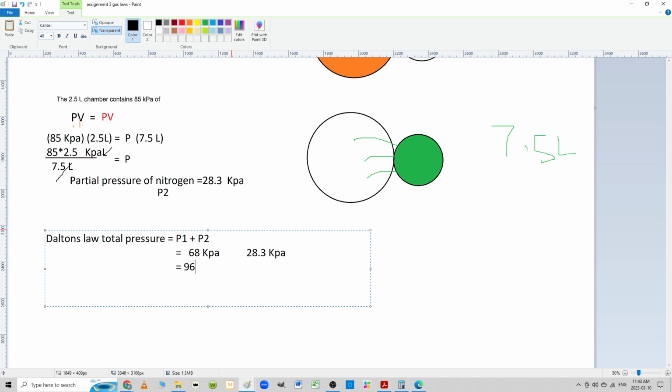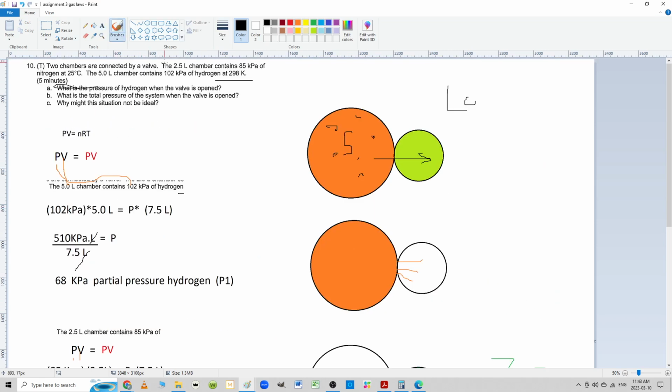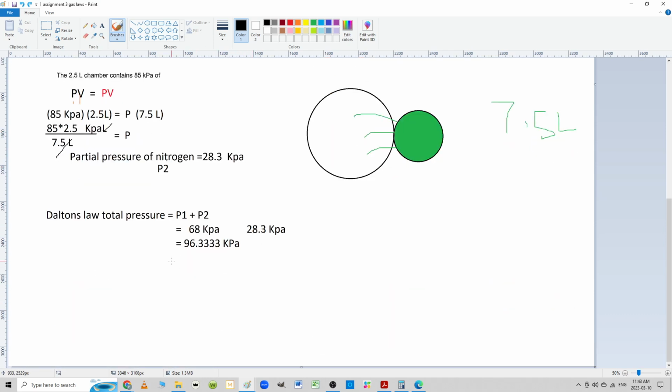We get 96.333 kilopascals. Now, at this stage, I would look back at my significant figures, and I'd notice I have 2. That doesn't count because that's an exact figure, but that's 2. That's 3. That's 3, and that's 2. So the smallest significant figure count is 2. So we get 96 kilopascals would be our answer.